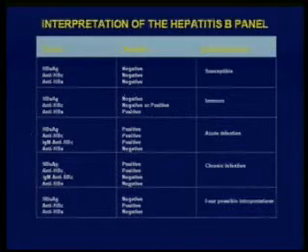But if I were you, I would focus on these: susceptible, immune, acute, and chronic. I think if you master these four, you'll be well off.